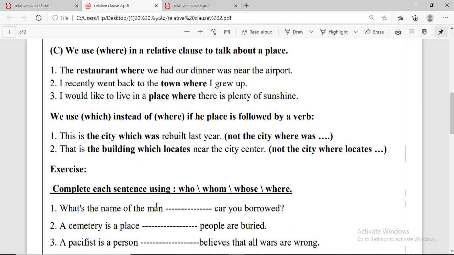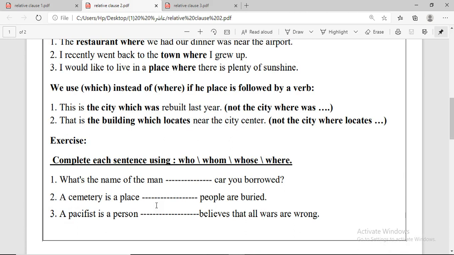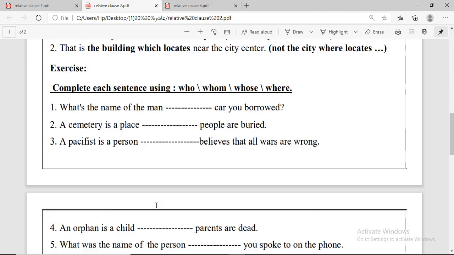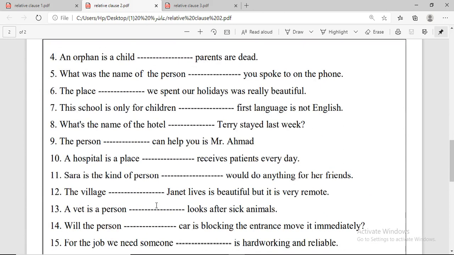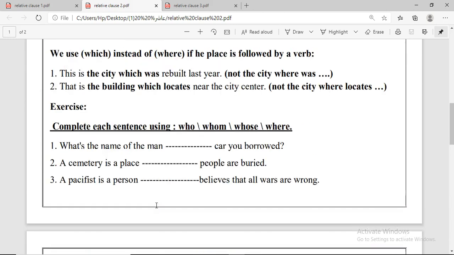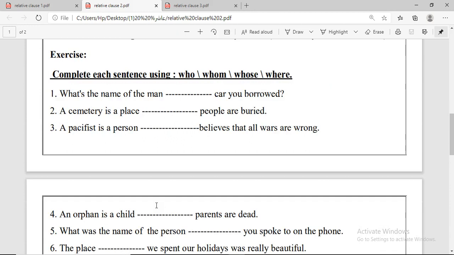Exercise. Complete each sentence using who, whom, whose, or where. We have 16 sentences. I will leave them for you as homework.